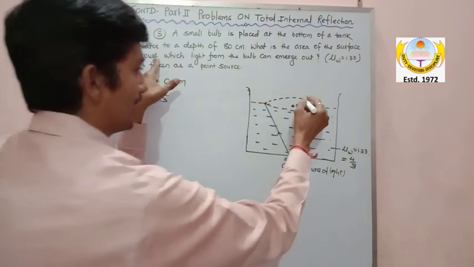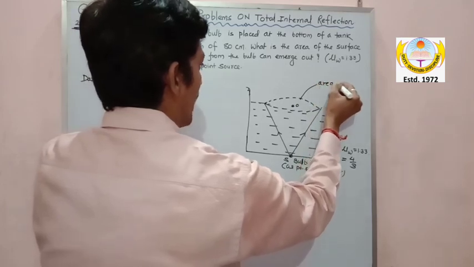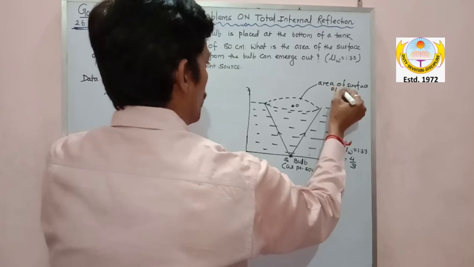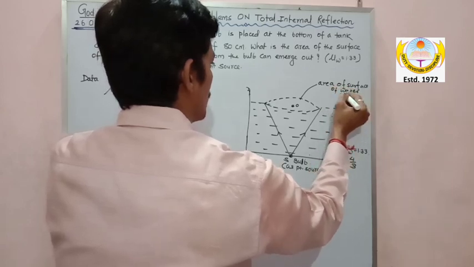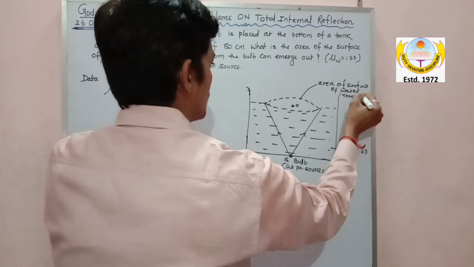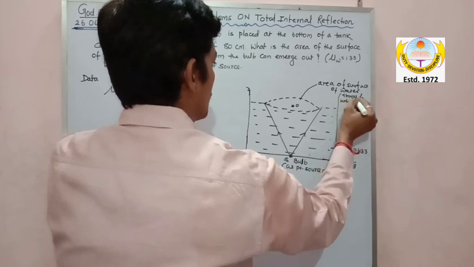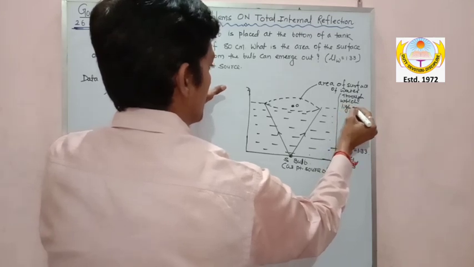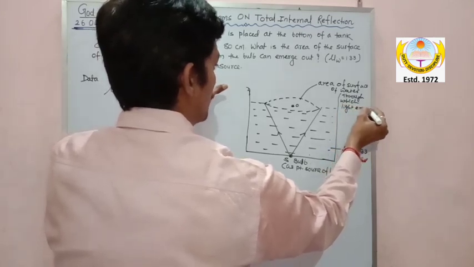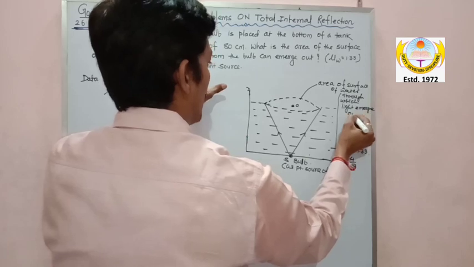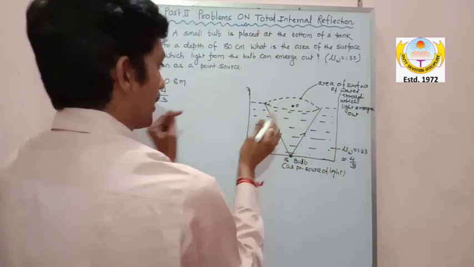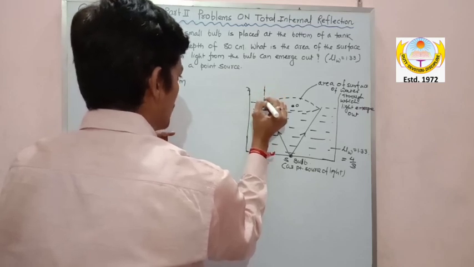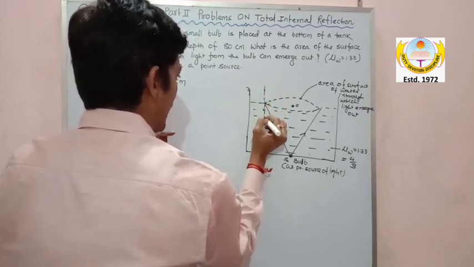This is the area of surface of water through which light emerges out. Here from here, the light emerges out. But from here, sir, what will happen, sir? This will be a normal on the surface. I can draw.